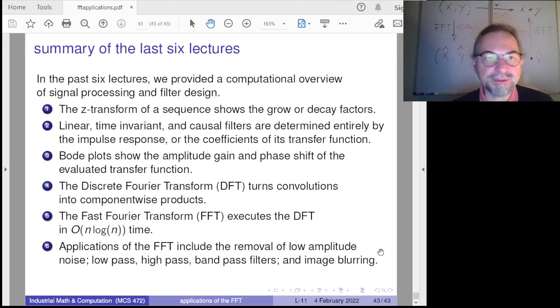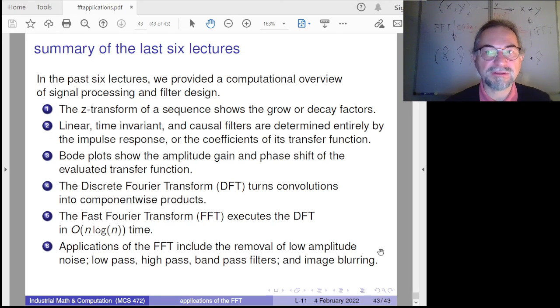And what I wanted to end with is a summary of what we have done in the last 6 lectures. So I once said that this is also math for industry. What we try to do in this last lecture mostly, and actually also in the previous lectures, is get to a computational overview of signal processing and filter design. So we did this in 6 lectures. Here it goes then, the summary in 6 sentences.